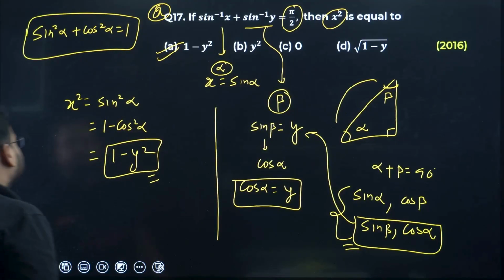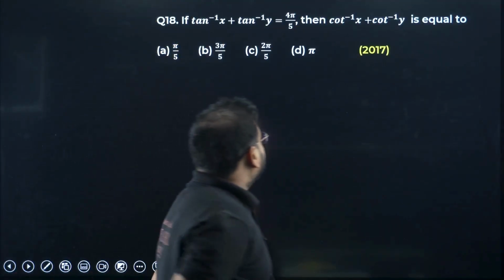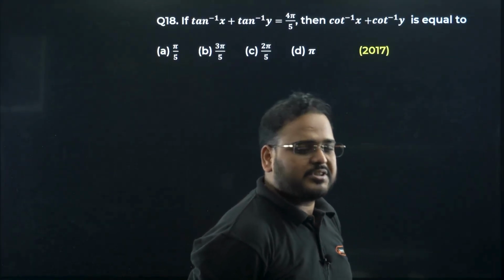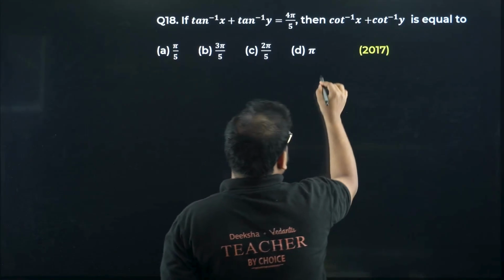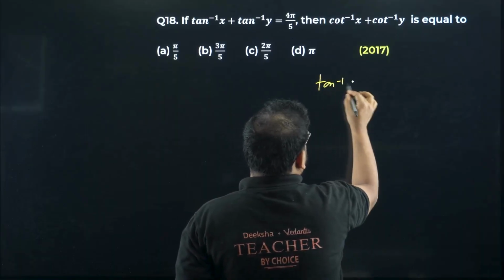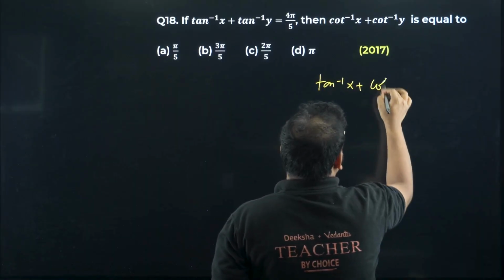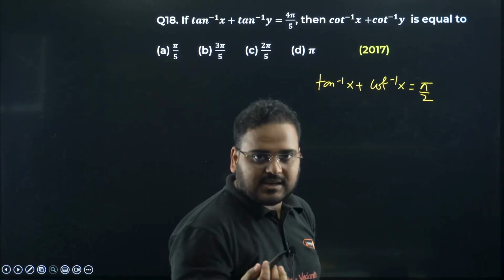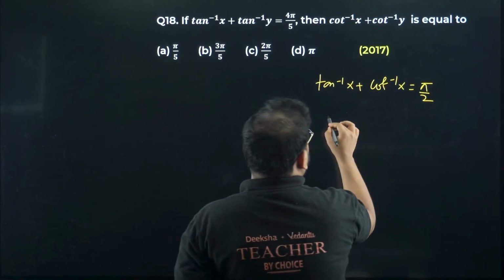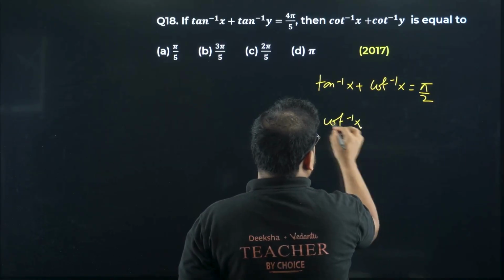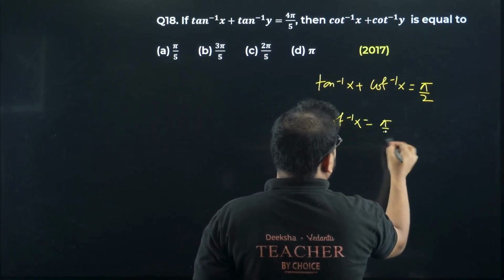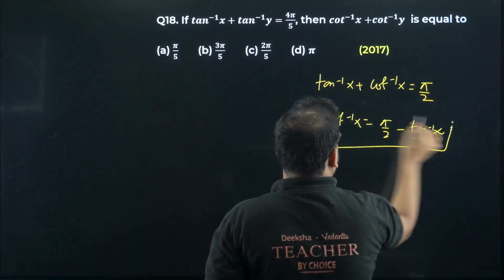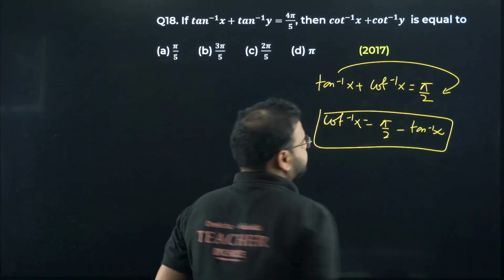18th one. Tan inverse of x plus tan inverse of y is 4 pi by 5. Looking for cot inverse of x plus cot inverse of y. Difficult question? Not at all. Same property. Tan inverse of x plus cot inverse of x is pi by 2. From here I can get cot inverse of x as pi by 2 minus tan inverse of x.